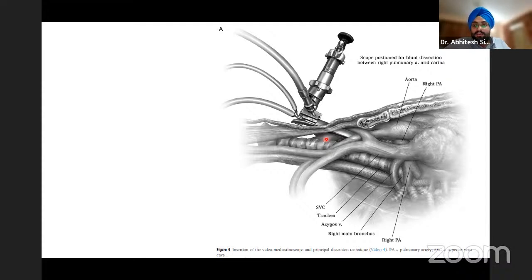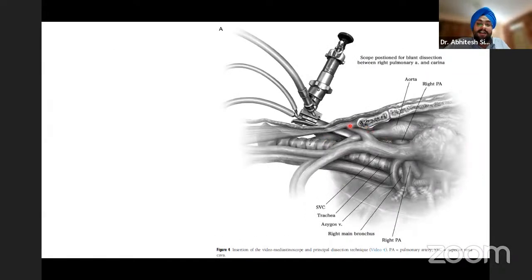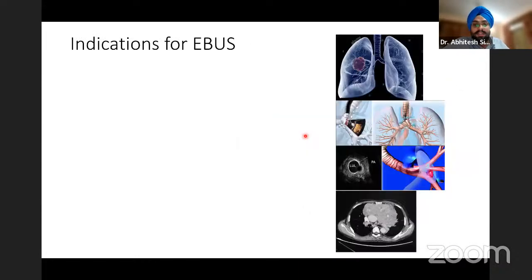But the drawback of this procedure is that there are higher chances of major vessel injury, which may lead to unintended sternotomy, and there are chances that we may damage the recurrent laryngeal nerve also. So although we get a very good staging, the complication rate is a little bit higher.